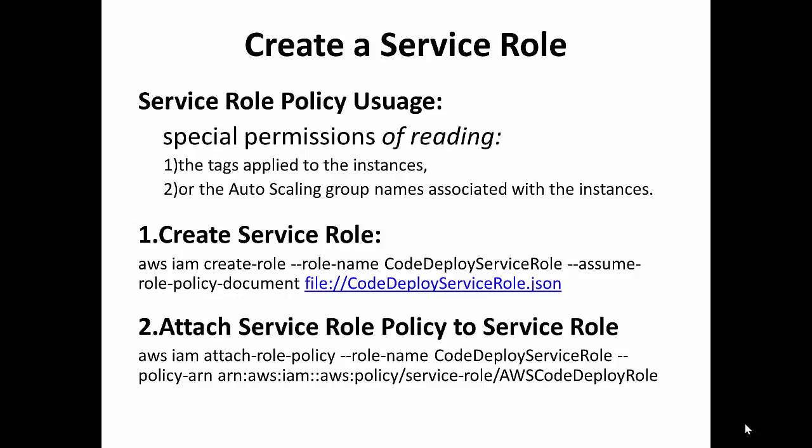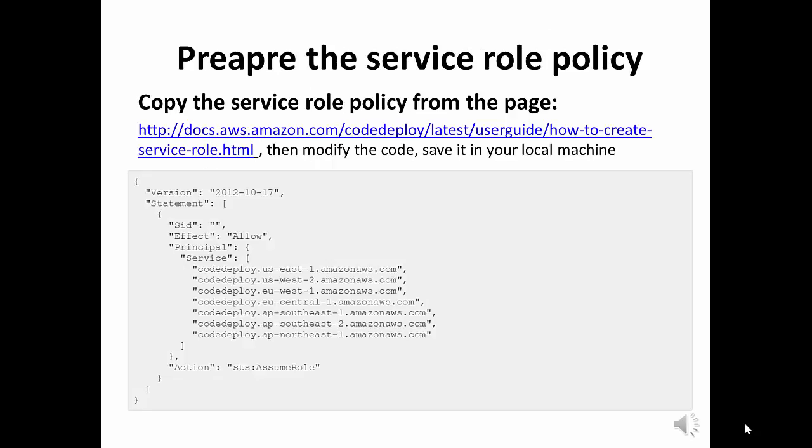You have to go to the page to copy the service role policy. I will show you in the next page where you can copy it. Then you just create the service role and attach this policy to the service role. So that's the link you can copy the service role policy. So you don't need to write all these regions. You just select the region you want and delete other regions.